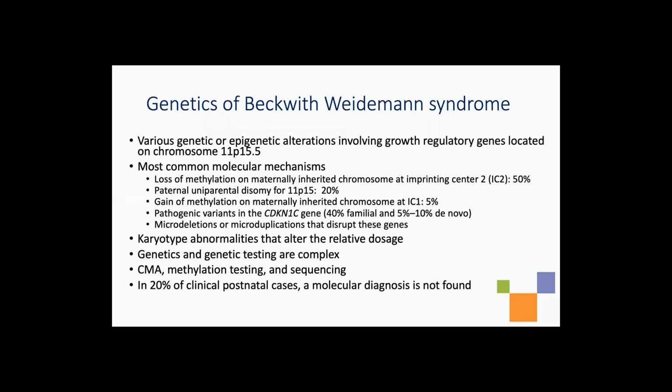So the genetic causes of Beckwith syndrome are quite interesting, and there are various genetic and epigenetic alterations that involve growth regulatory genes on chromosome 11. The most common molecular mechanism is loss of methylation on the maternally inherited chromosome at imprinting center 2, and this is responsible for about 50%. Paternal UPD for chromosome 11 causes 20%. Then there is gain of methylation on the maternally inherited chromosome at imprinting center 1, and pathologic variants in the CDKN1C gene, some of which are inherited and some are de novo, and then microdeletions or duplications that disrupt these genes, and karyotype abnormalities can also alter the relative dosage.